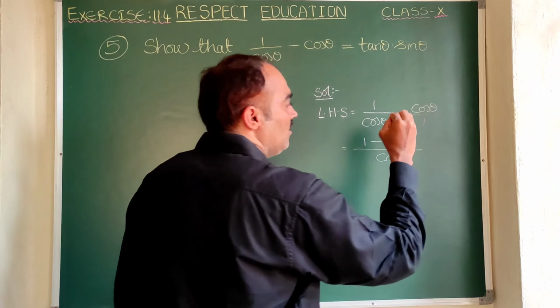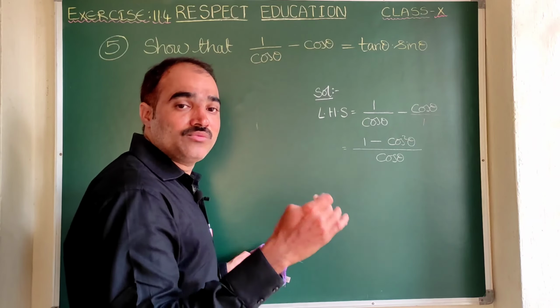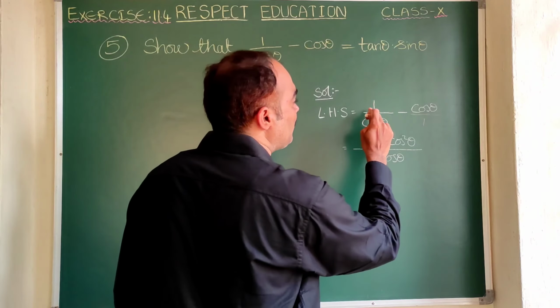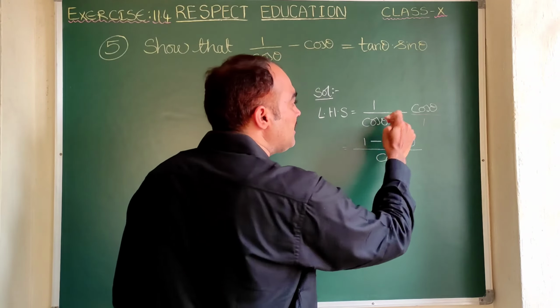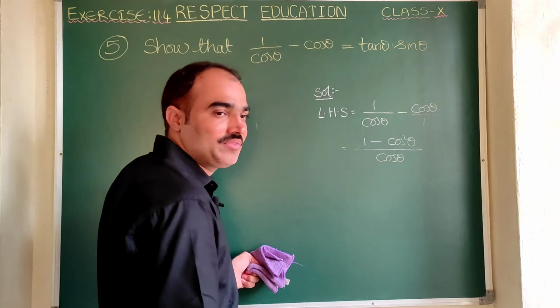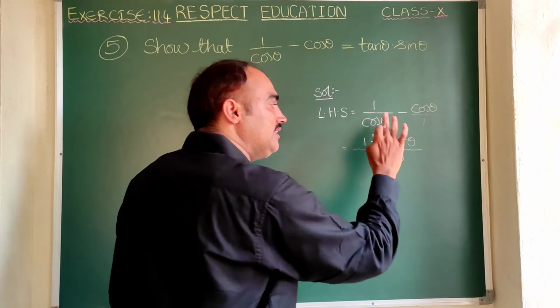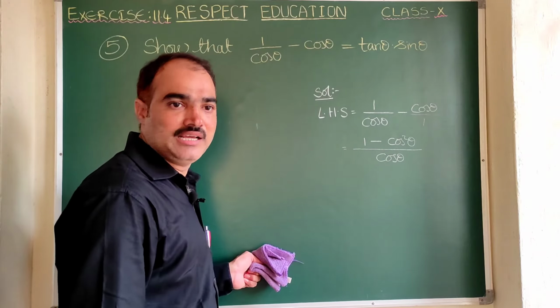Clear? Yes, sir. Those who have doubt, you can follow another way also. Just cross multiplication. 1 into 1 is 1. Minus cos theta and cos theta, cos square theta by cos theta into 1. In that way also you can do it. Is it clear? Yes, sir.